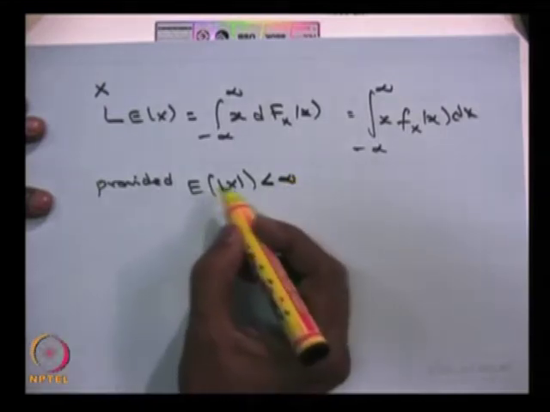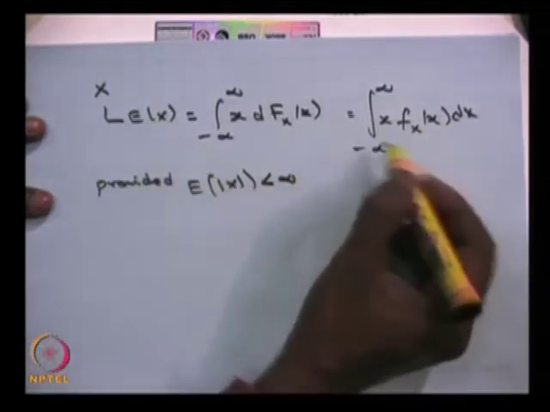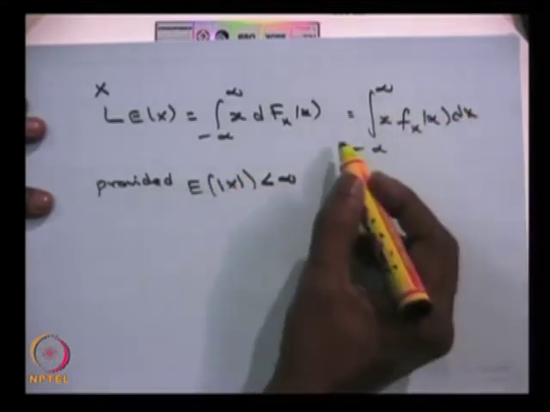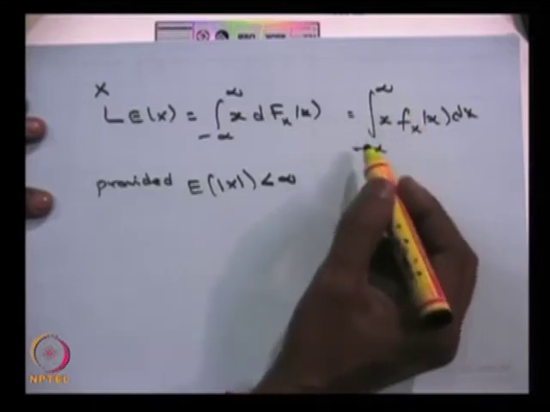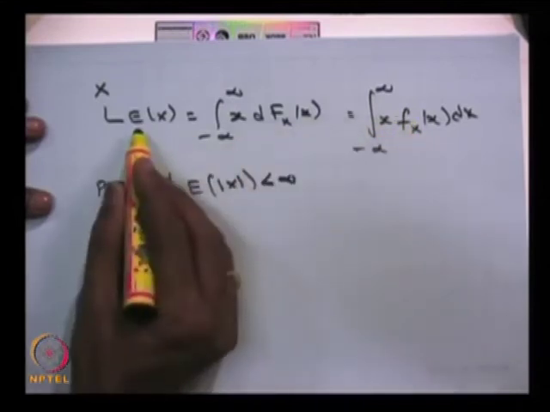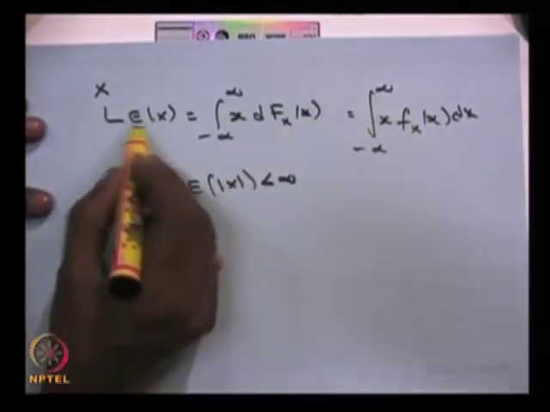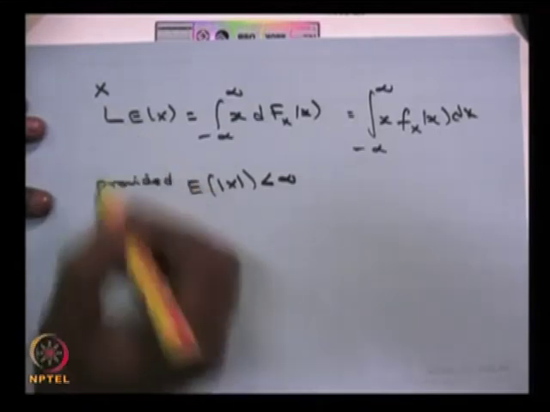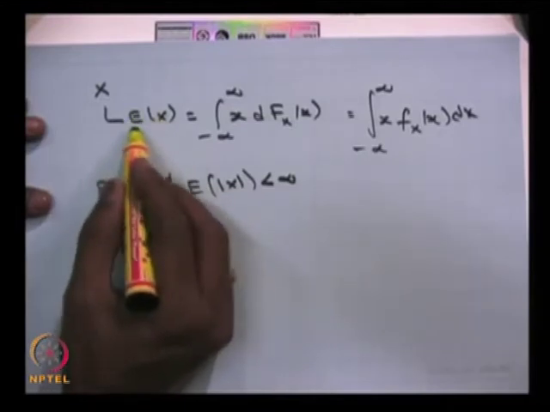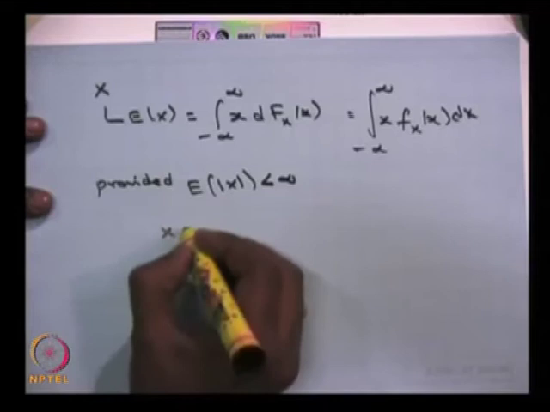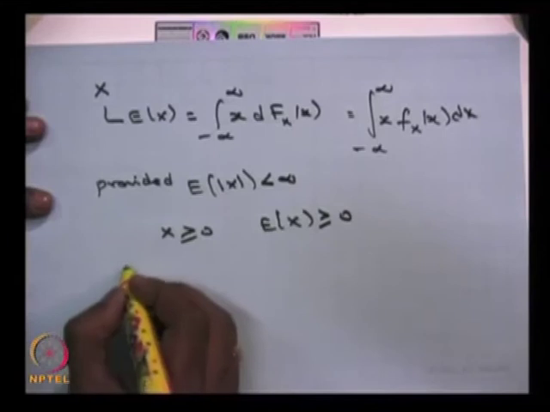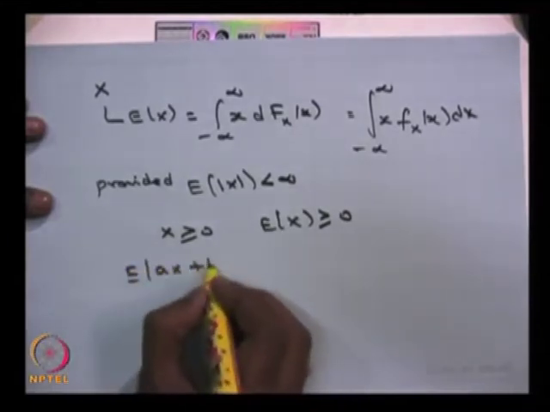That means whenever you replace X by absolute X and find that the provided condition is satisfied, then without the absolute value, whatever value you get from the integration for a continuous random variable is the expectation of the random variable. The expectation of the random variable has a few properties. It is always a constant. It is not a random variable. And if the random variable X is greater than or equal to 0, then the expectation of X is always greater than or equal to 0. And the expectation of X has the linear property.